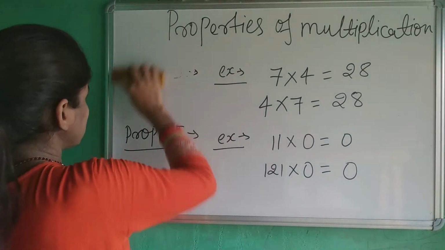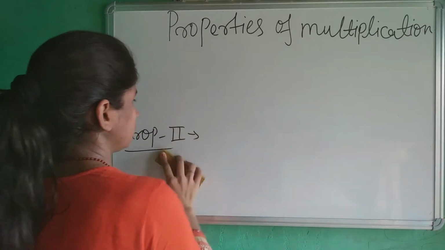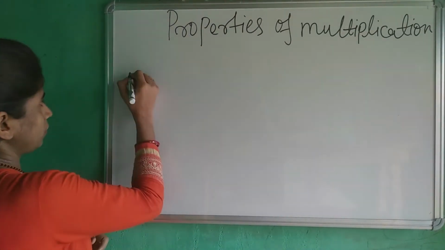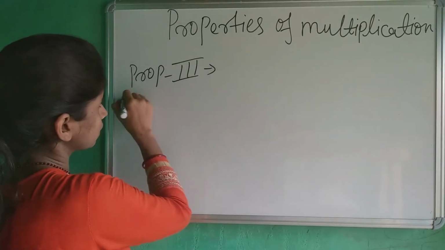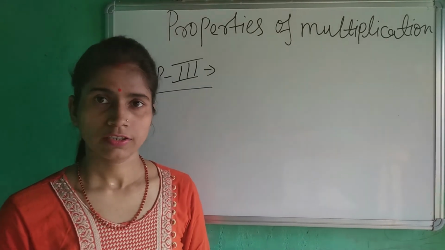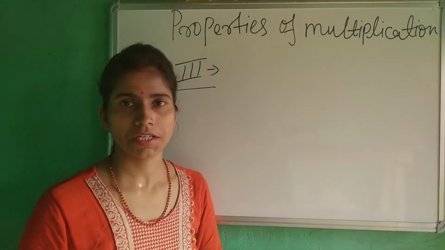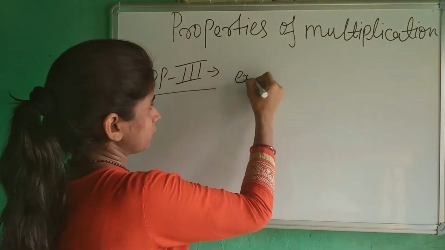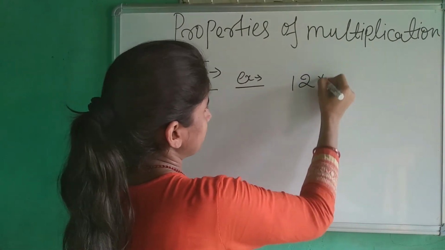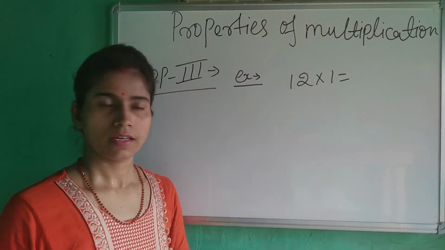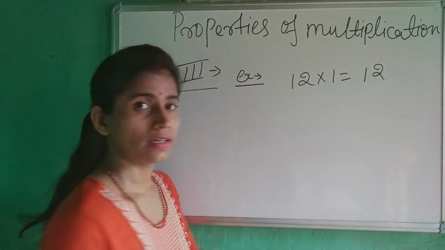The next property is property number 3. This property is, when you multiply a number by 1, you will get the number itself. Again, I am taking one example. When 12 is multiplied by 1, what will you get? 12 multiplied by 1, the number itself, means 12.